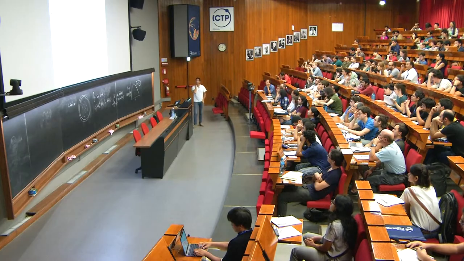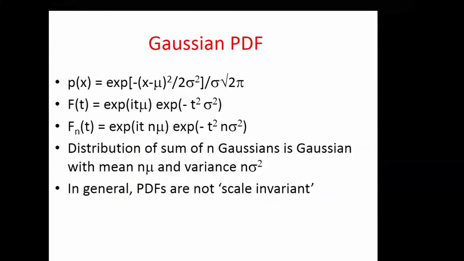So the thing most people are used to is the probability distribution that has a Gaussian shape, right? The probability that a variable has value x when the mean of the value is mu and the variance is sigma squared. So that's the Gaussian we're used to. We can write its Fourier transform. The nice thing about the Fourier transform is it is also Gaussian in shape. It's also an e to the minus t squared.